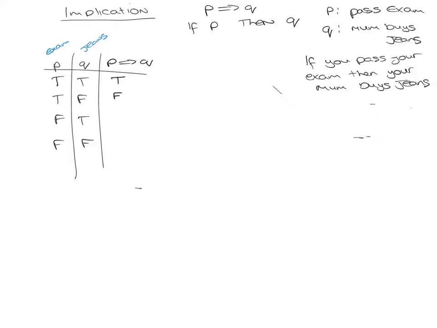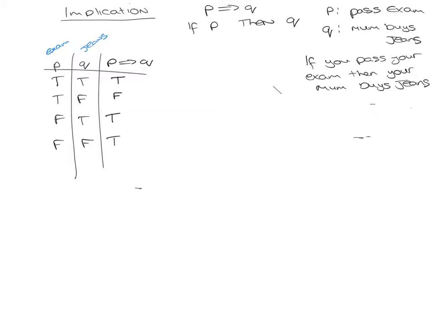However, if you don't pass your exams and your mum still buys you jeans, is that a broken promise? Well, technically no, because she didn't say if and only if you pass your exam. So it's bad parenting, but it's not a broken promise. So she hasn't lied. And finally, if you don't pass your exam and she doesn't buy you jeans, she hasn't lied, so she was telling the truth. And that's the truth table for your implication.